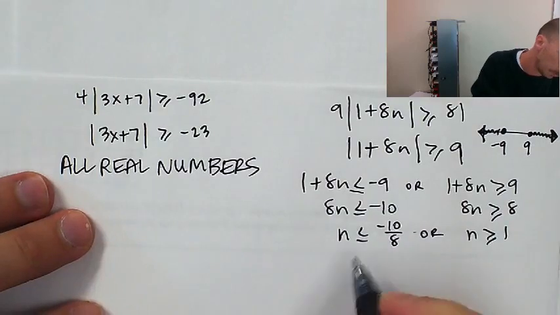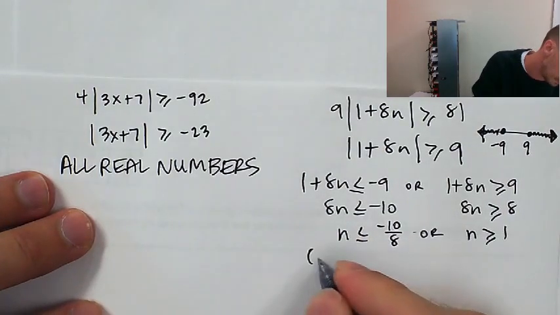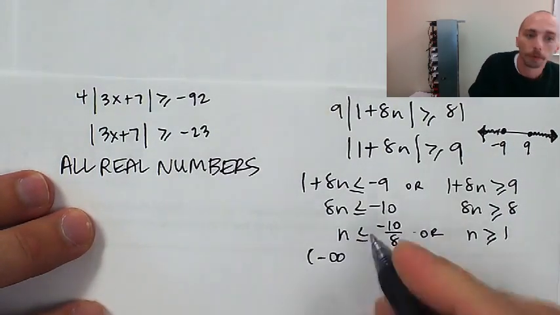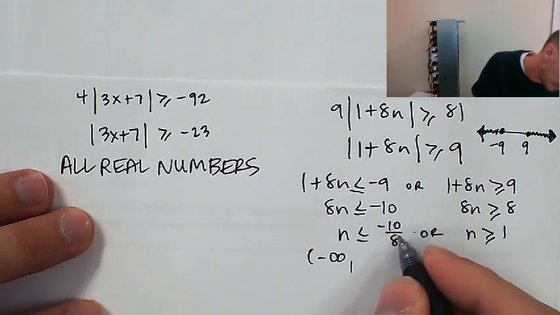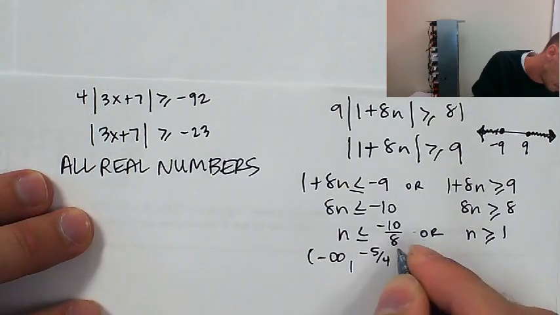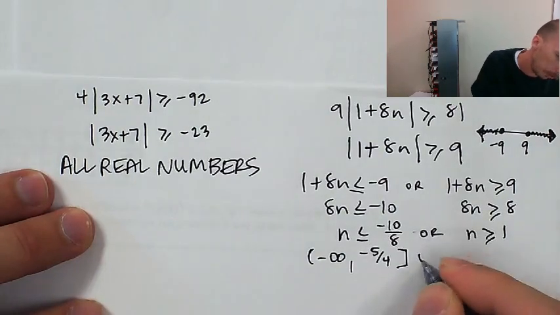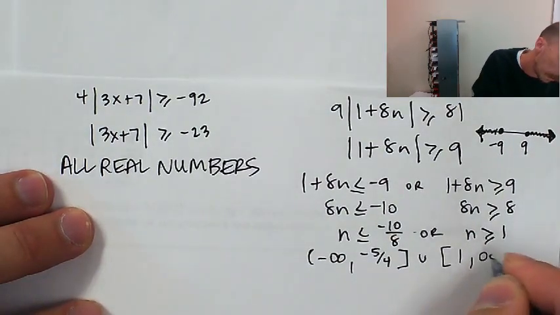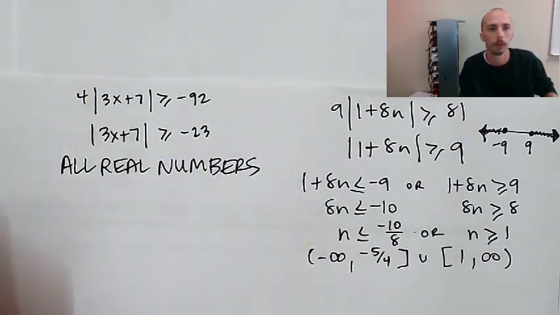Okay, so if we're going to do this, then our solution region is going to be, if we want to write this as an interval, negative infinity up to negative 10/8, which I can call negative 5/4, square bracket because less than or equal to, union 1 to infinity. Again, square bracket because less than or equal to.